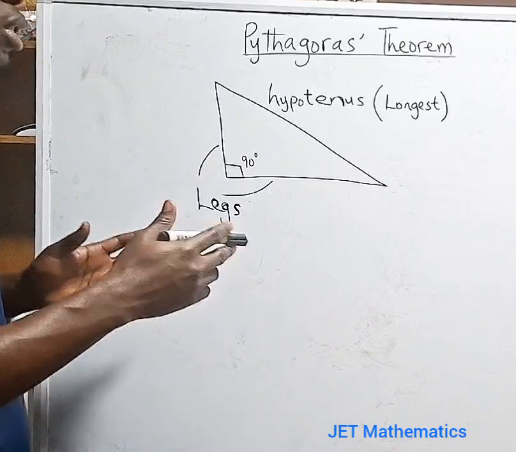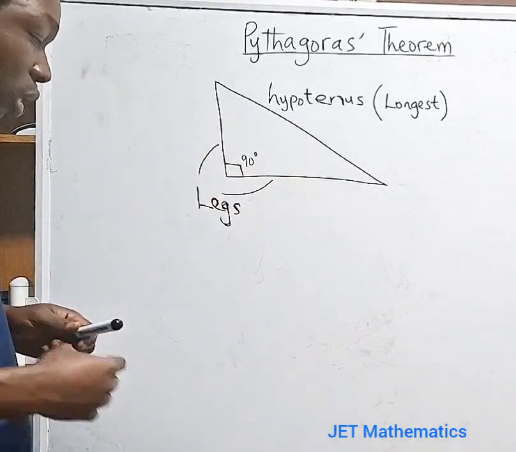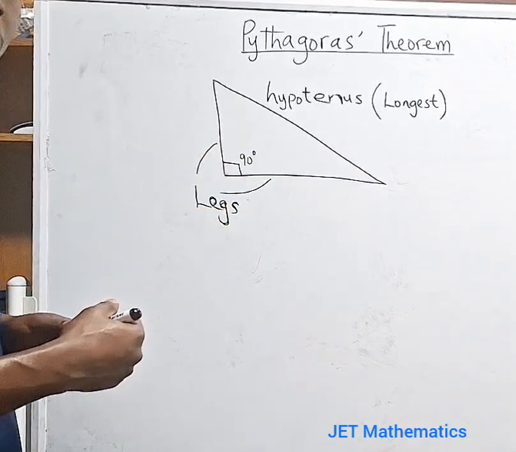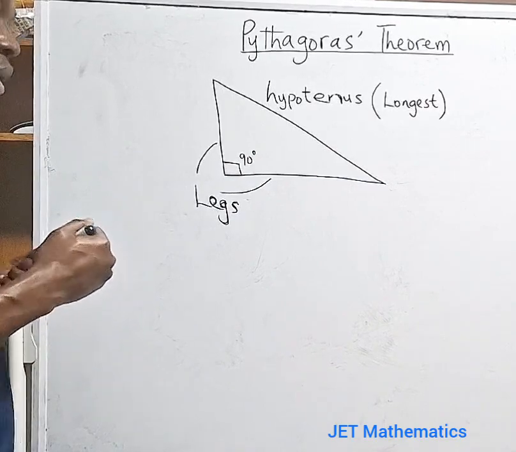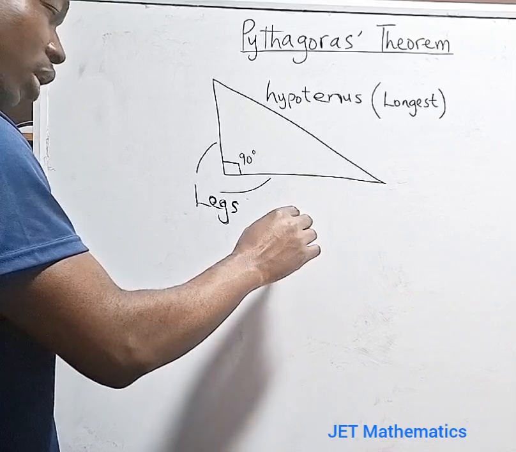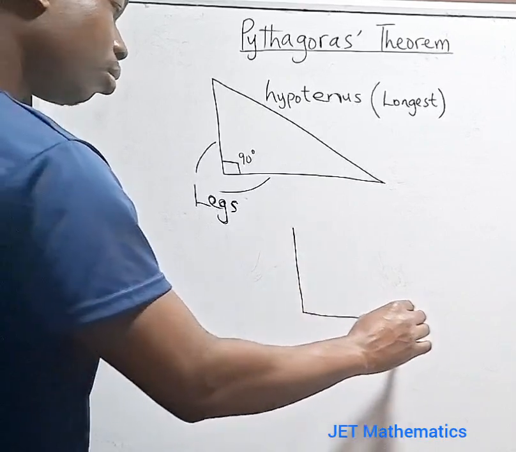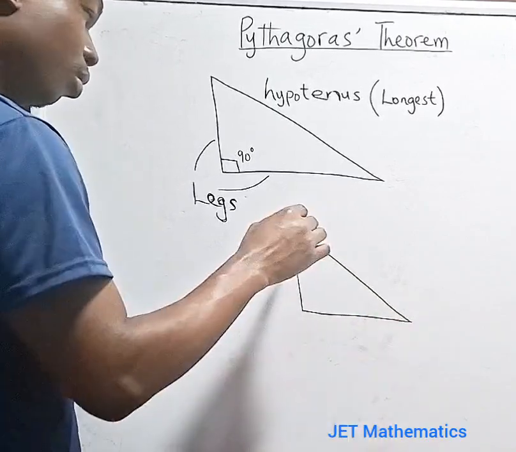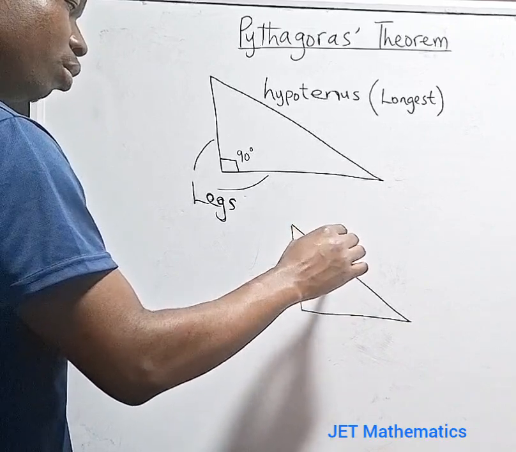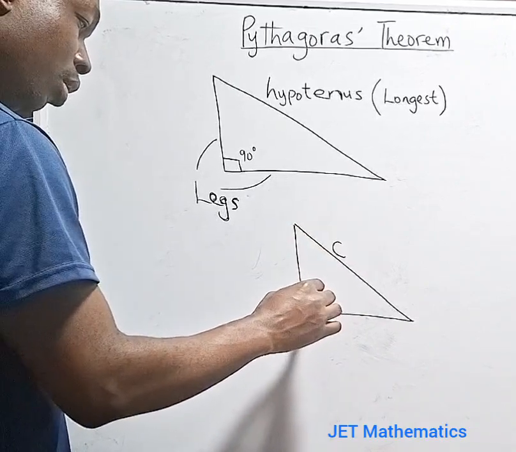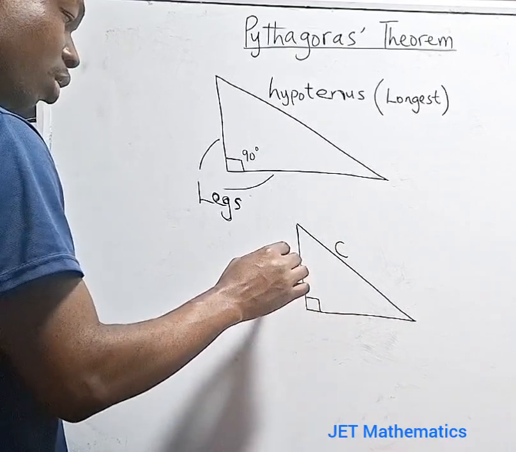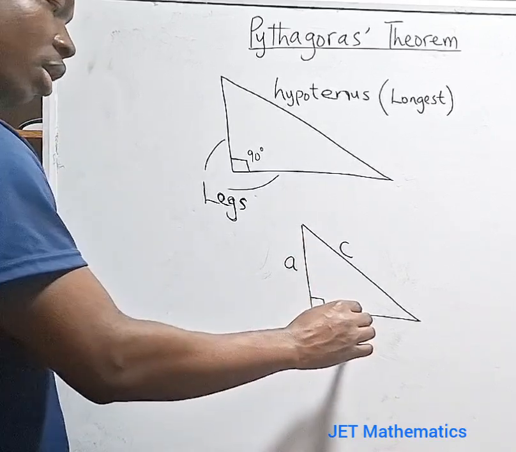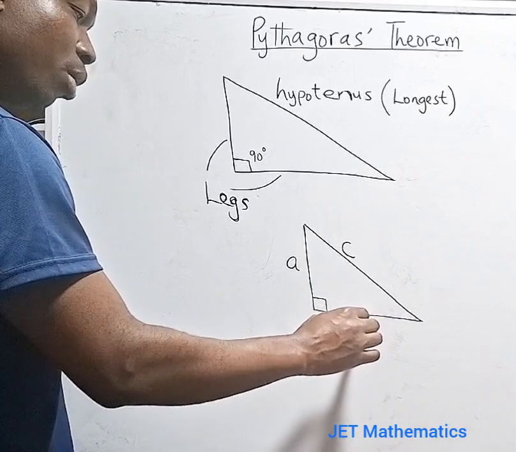So we'll quickly state what the theorem is all about, and then in our next class we can use this to solve our problem. So let me draw another right angle triangle here, and let's call the hypotenuse C, and let's call one of the legs A and the other leg B.